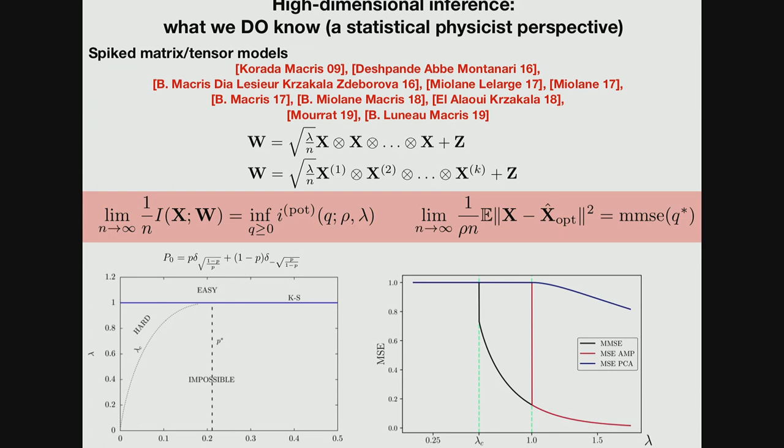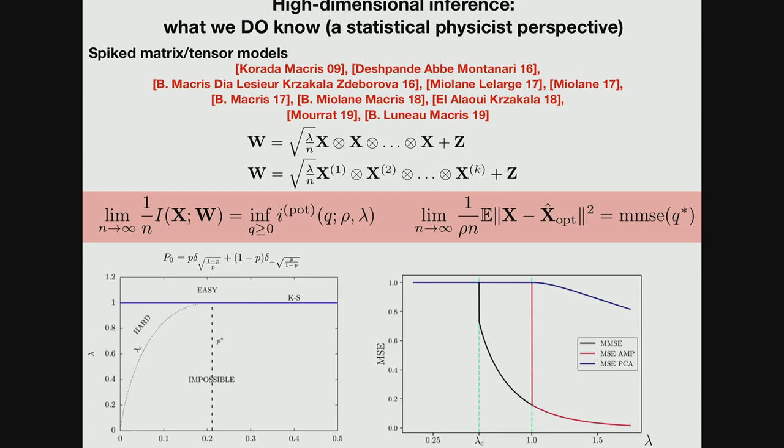Here is the case where the prior, which means the distribution that generated the IID components of this signal, is considered for P equal 2, so it's a matrix factorization problem. Here you have lambda, the signal-to-noise ratio, which controls the strength of the signal with respect to the noise. Here you have P, the asymmetry between the two possible values that the signal entries take. The entries are set so that this prior has unit variance, but essentially they are binary spins.